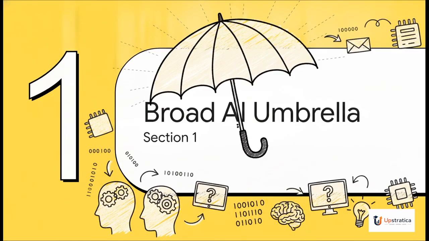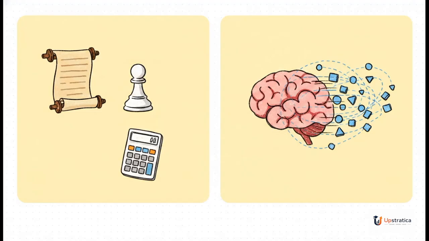All right, let's start our journey with that outermost circle. Section 1, the broad AI umbrella. So, artificial intelligence is really the overarching scientific field, the broad goal of creating systems that emulate human reasoning, learning, and problem solving. It's basically the overarching concept of making computers act smart.